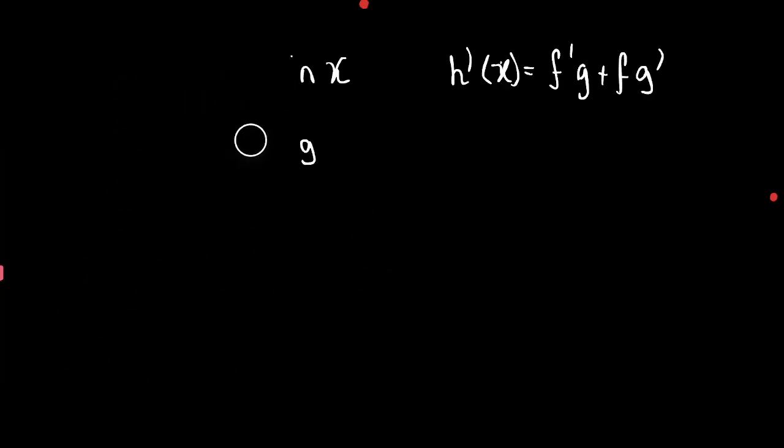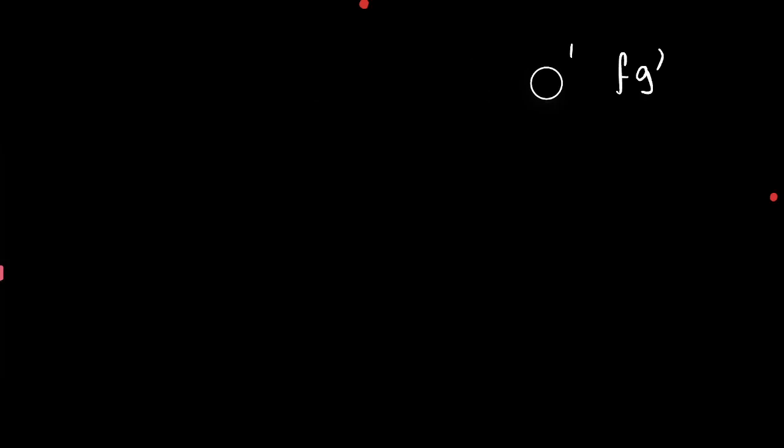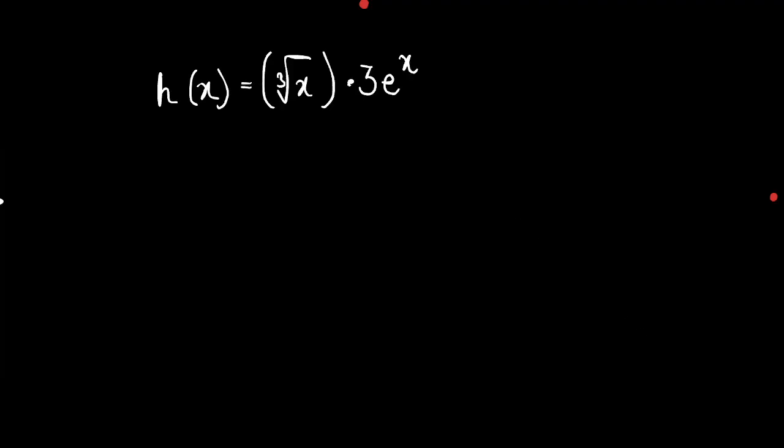Let's say we have another function, h of x, and it's equal to the cube root of x times 3 times e to the x. So here again, we have to first identify what our two components are.